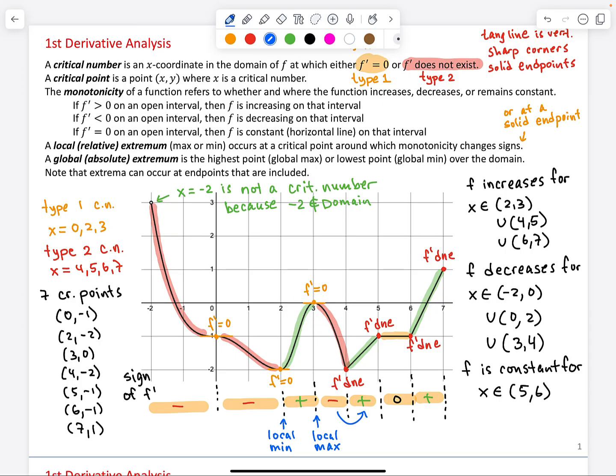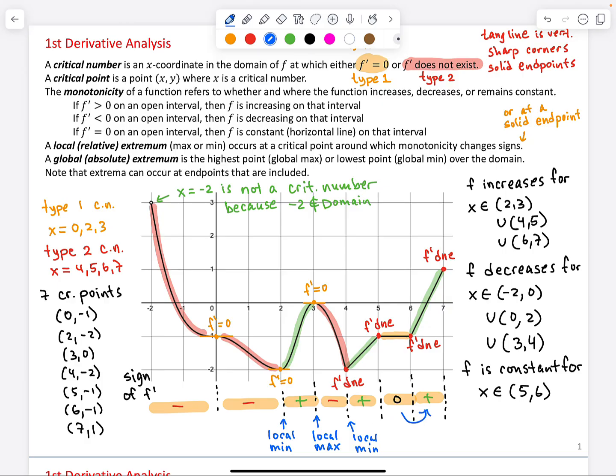We have another change in sign in monotonicity from negative to positive. So from decreasing to increasing indicates the presence of another local min. This point is the lowest of all of its immediate neighbors. From positive to 0 is not a change in sign. We need to go from positive to negative or from negative to positive.